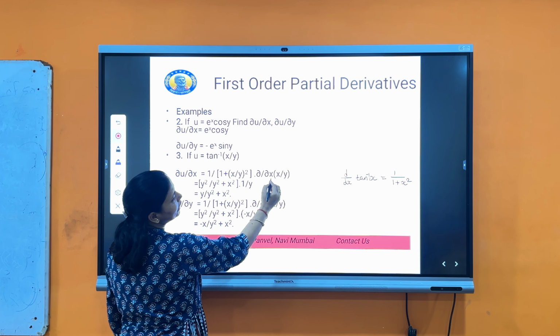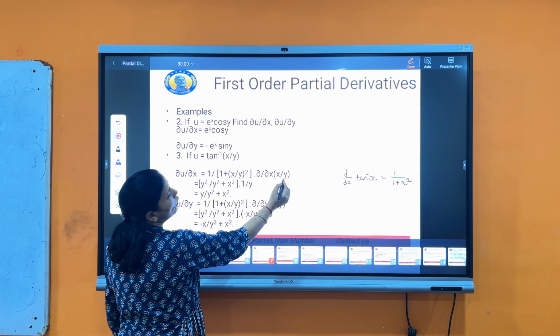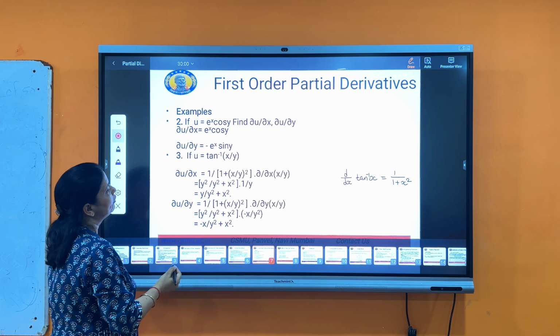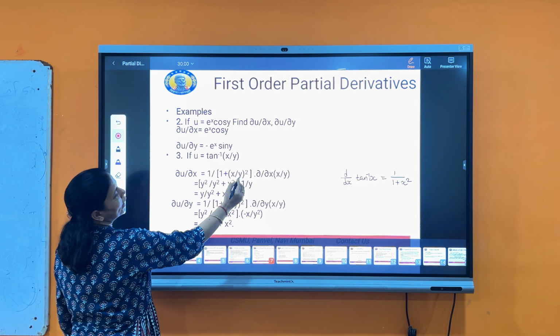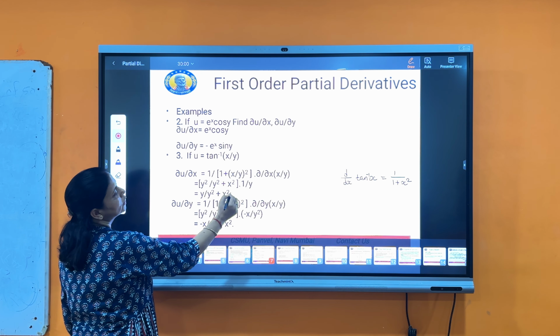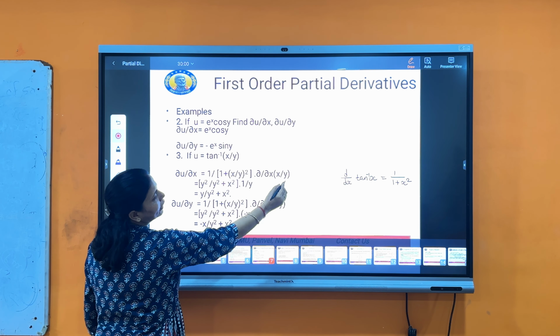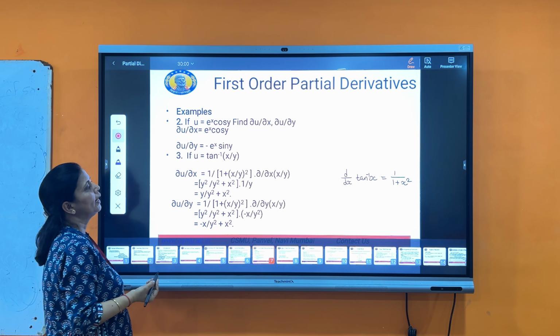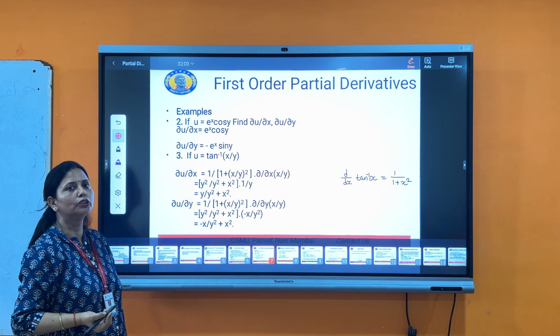And if we differentiate x with respect to x, y will be treated as a constant and derivative of x is 1. So we get y square upon y square plus x square, into the derivative of x by y, which is 1 by y. And we get the result y upon y square plus x square.